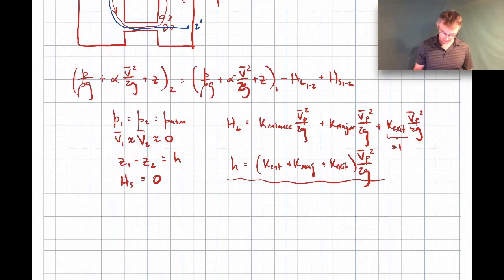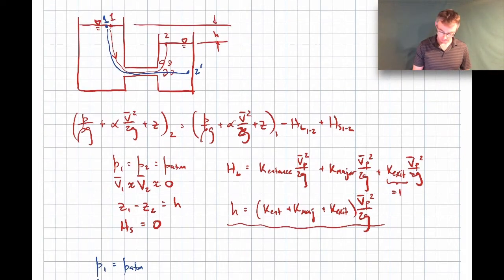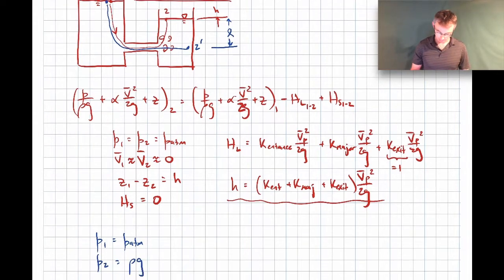So let me write out that extended Bernoulli equation. Well, it'll still be the same extended Bernoulli equation. I won't rewrite that, but let me go ahead and write out what the various terms are here. So P1 is still atmospheric pressure. P2 will be a hydrostatic pressure: density times gravity times whatever this depth is here. Let me just put a depth of, let's call it L, down to that point.